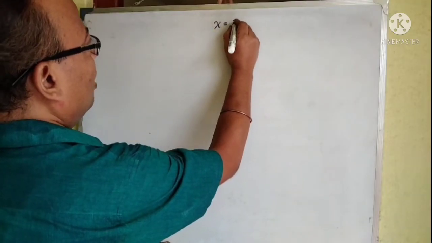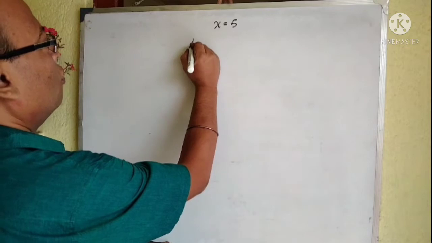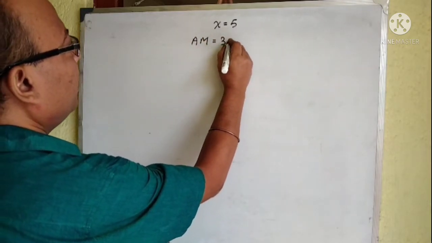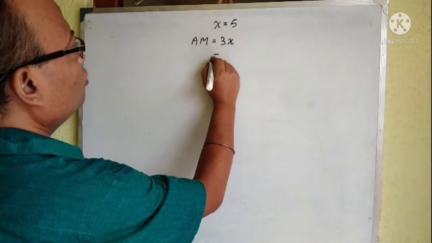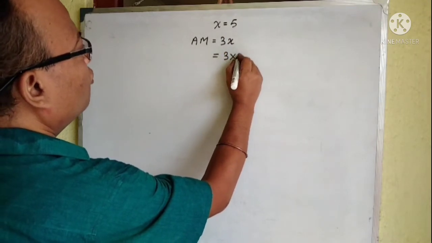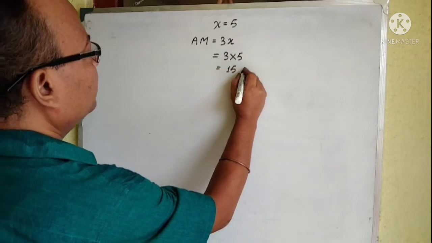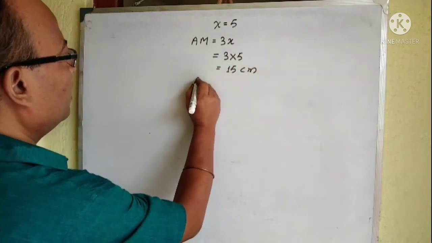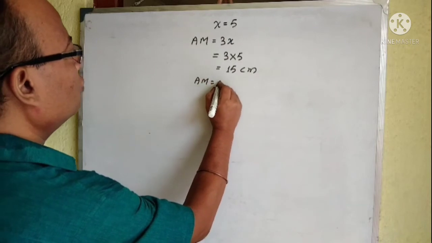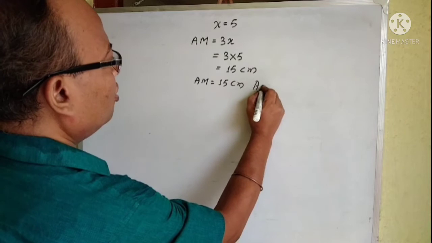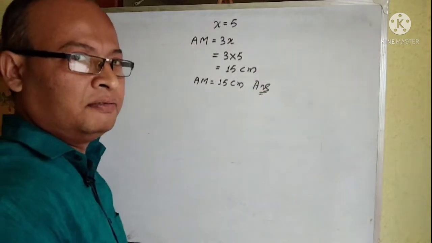X is equal to how much? 5. So AM is equal to 3x, which is equal to 3 into 5, which is equal to 15 centimeter. So AM is equal to 15 centimeter. This is your answer. Is it clear to all of you?